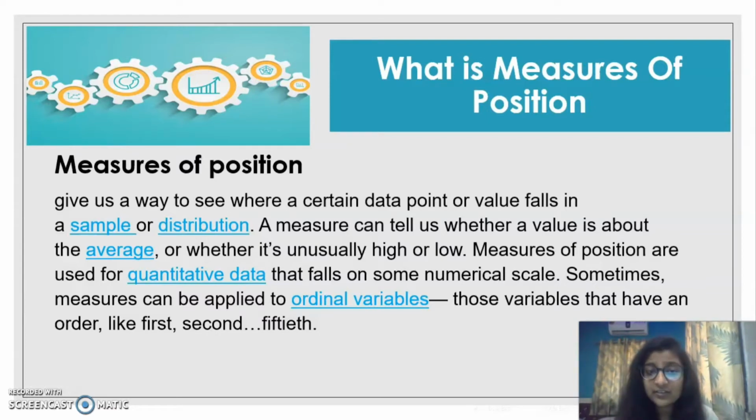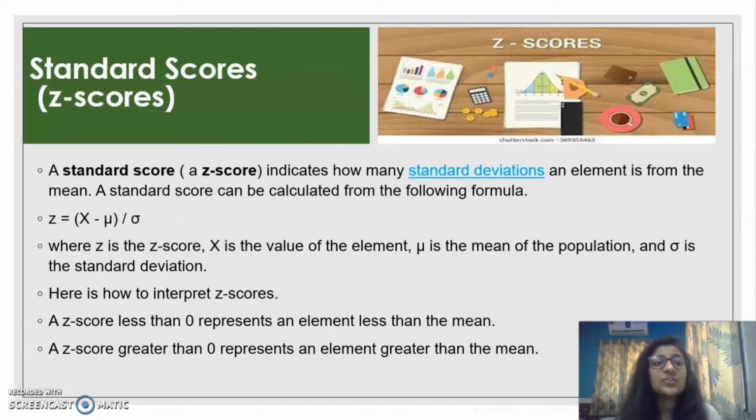When you have quantitative data, it's very useful to do this. Now, ordinal variables we have seen previously, variables that have labels like first, second, third, fourth, fifth. Measures of position is very useful there on ordinal variables. Now Z scores, that is your standard score, also known as Z score. It tells how many standard deviations an element is from the mean.